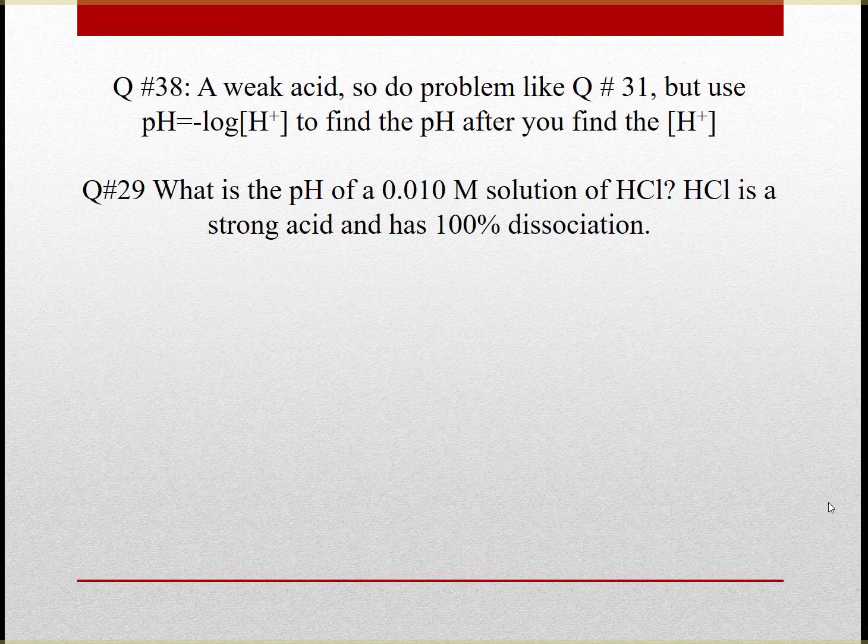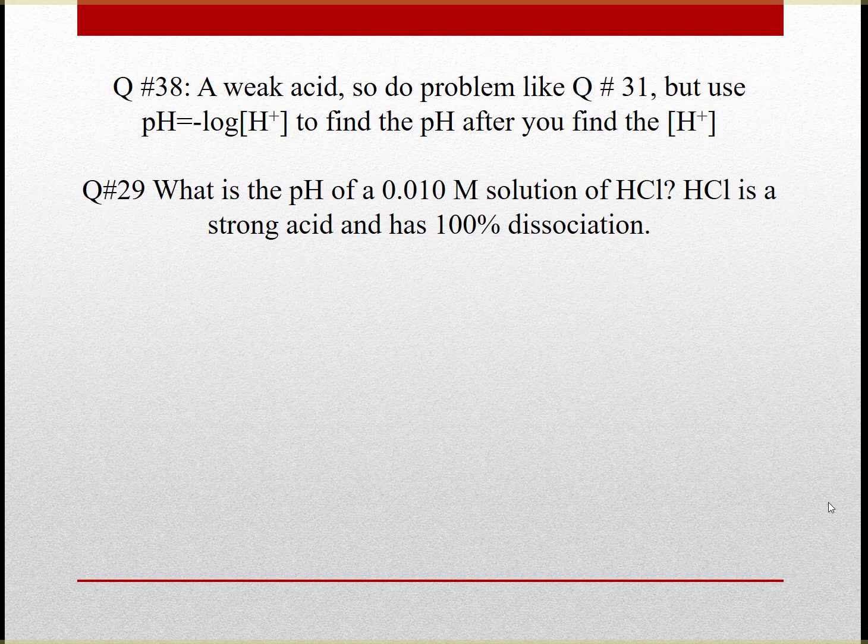Okay, let's look at some other ones that tend to give students some problems. Let's look at question number 38. So question number 38, it shows a weak acid and it's dissociating. So you do this problem just like question number 31. And there was a tutorial for Goal 4. You can go back and listen to it, or you can just look at what you did for question 31. This is done the exact same way.